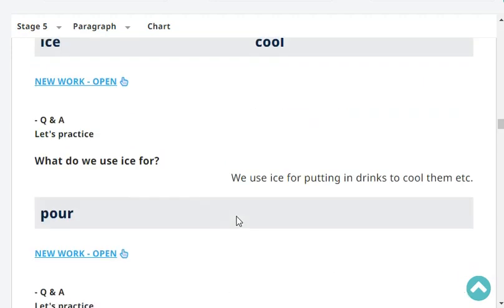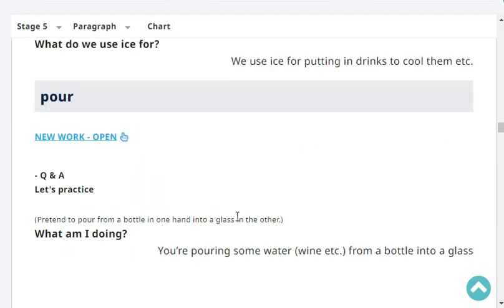What do we use ice for? We use ice for pouring into drinks, to cool them, etc. Very good. Okay, what am I doing? You are pouring some water from a bottle into a glass.